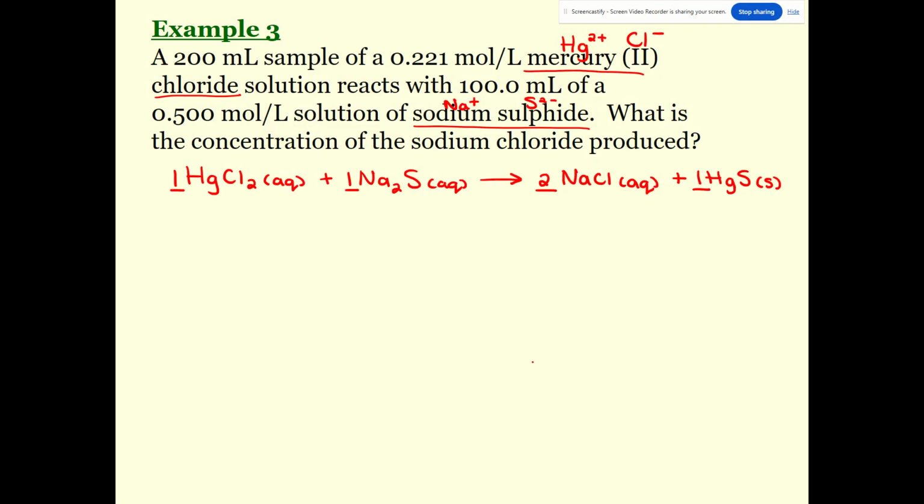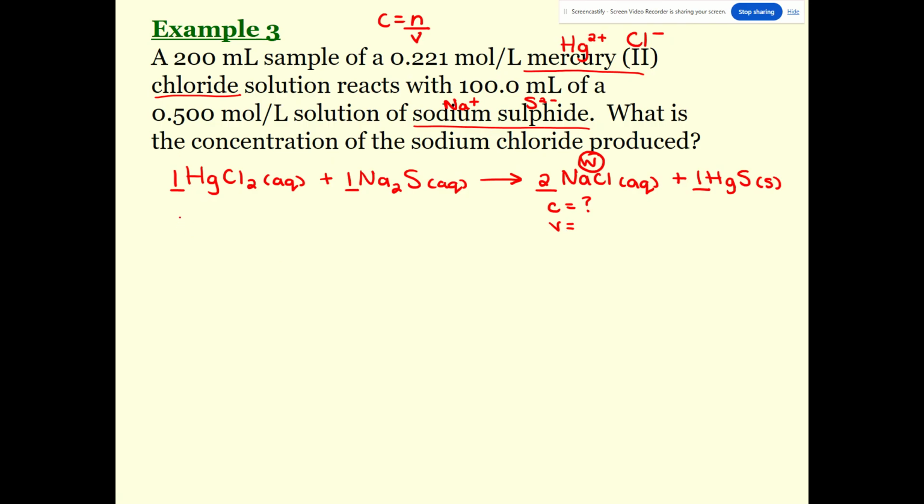Okay, so we want to find the concentration of our sodium chloride. Now, remember our formula for concentration is N/V. So in order to find that, I need to write down my volume as well, because I'll be using that in the calculation.